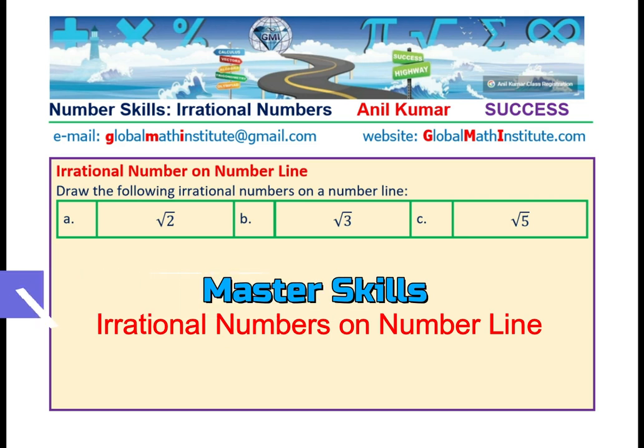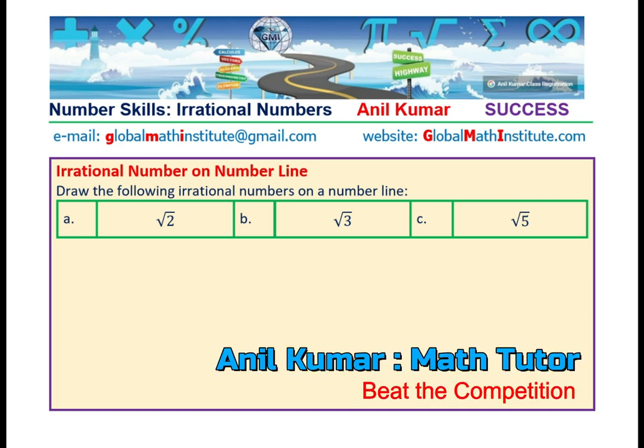Here we are going to see how do we draw irrational numbers on a number line. Now, irrational numbers may not have exact values. For example, we have taken up how do we draw square root 2, square root 3, and square root 5 in this particular video, and this strategy will help you to deal with this type of question in a similar fashion.